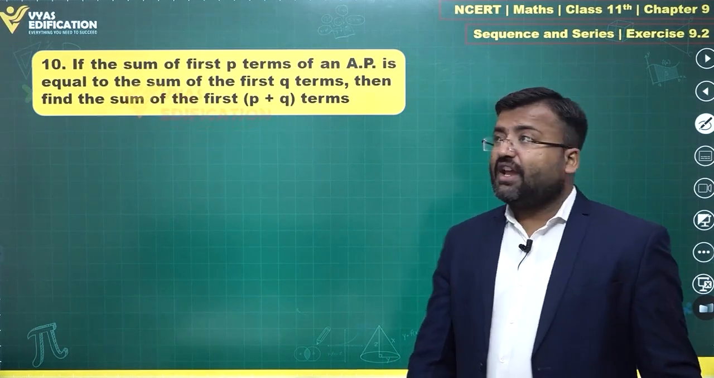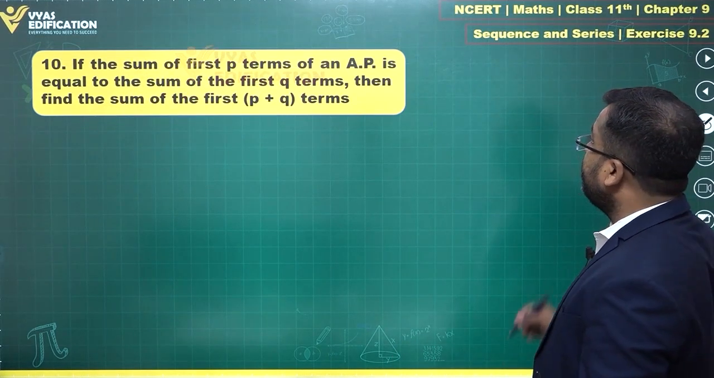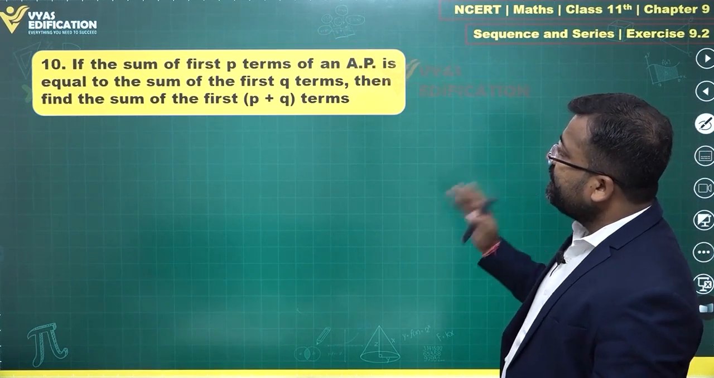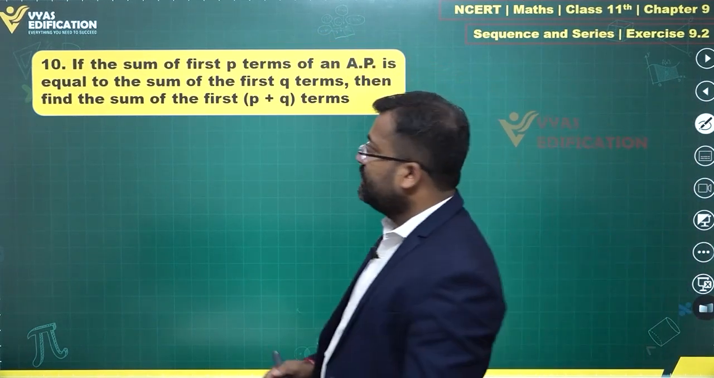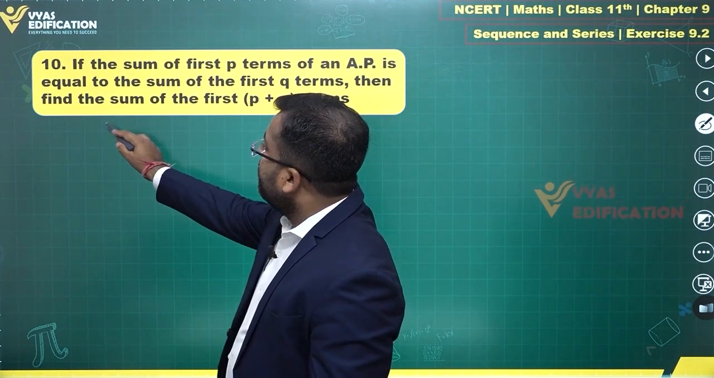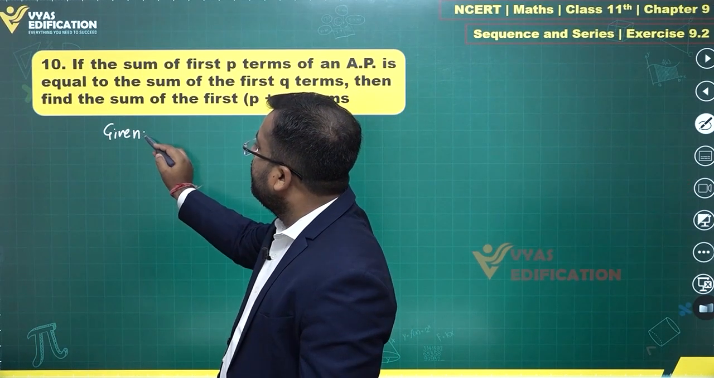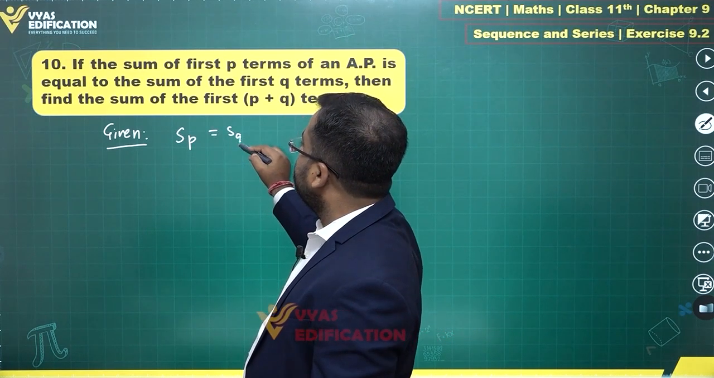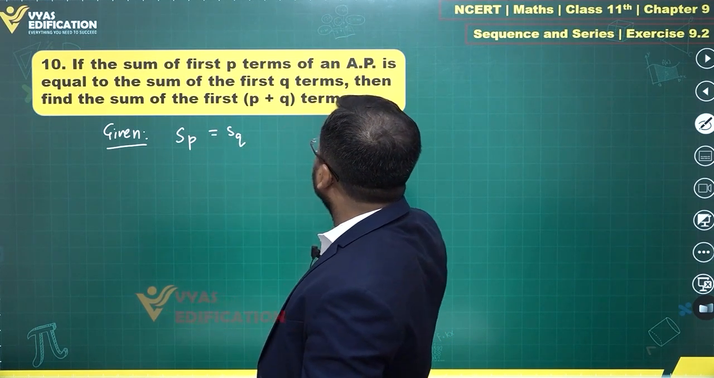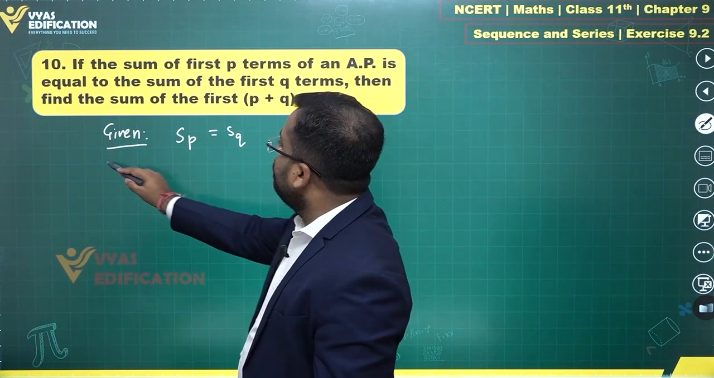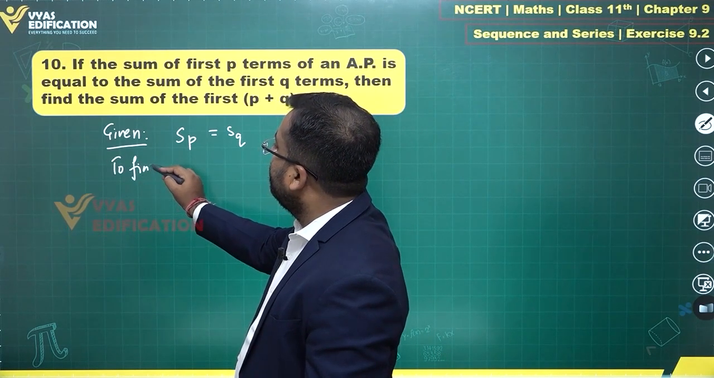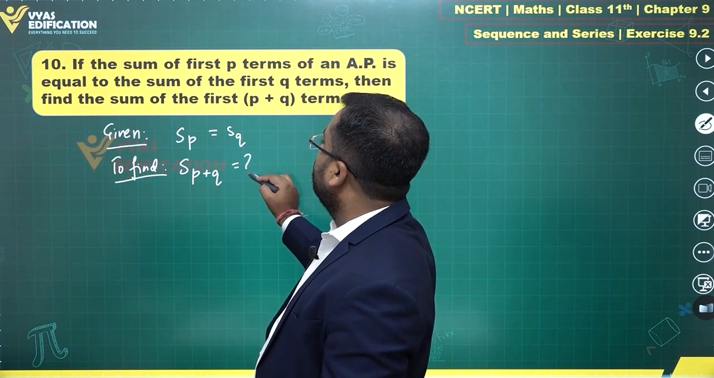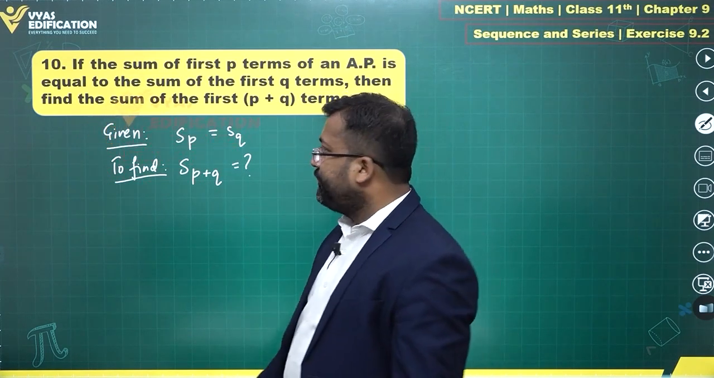In the 10th question, we have: if the sum of first p terms of an AP is equal to the sum of first q terms, then find the sum of first p plus q terms. Given the sum of first p terms is equal to the sum of first q terms of an AP, we need to find S of p plus q. That is required, right?